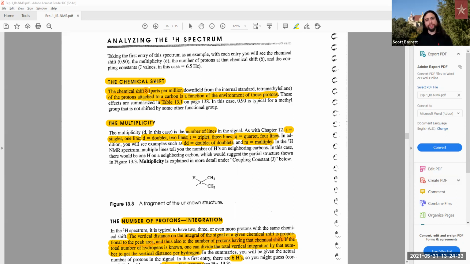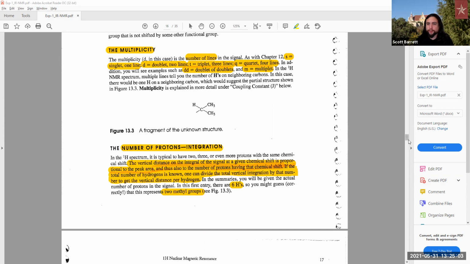So firstly, we should know the chemical shift. This is going to be in parts per million, on the scale. And just like the IR spectra, it's going to be inverse, so there are going to be larger numbers on the left, smaller numbers on the right. It's the protons attached to a carbon and a function of the environment of the protons. Within the given environment, it's going to shift the protons in specific ways, and these effects are summarized in table 13.1. So let me see really quick.